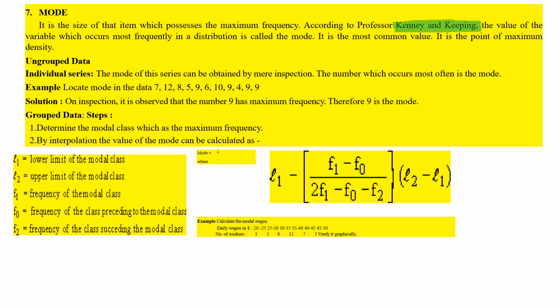For grouped data, determine the model class which has the maximum frequency. By interpolation the value of the mode can be calculated. Here, the same formula we used earlier can be used for the mode. Mode = L1 + (F1 minus F0) divided by (2F1 minus F0 minus F2) times (L2 minus L1). F1 is the frequency of the model class, F0 the frequency of the class preceding the model class, and F2 the frequency of the class succeeding the model class.